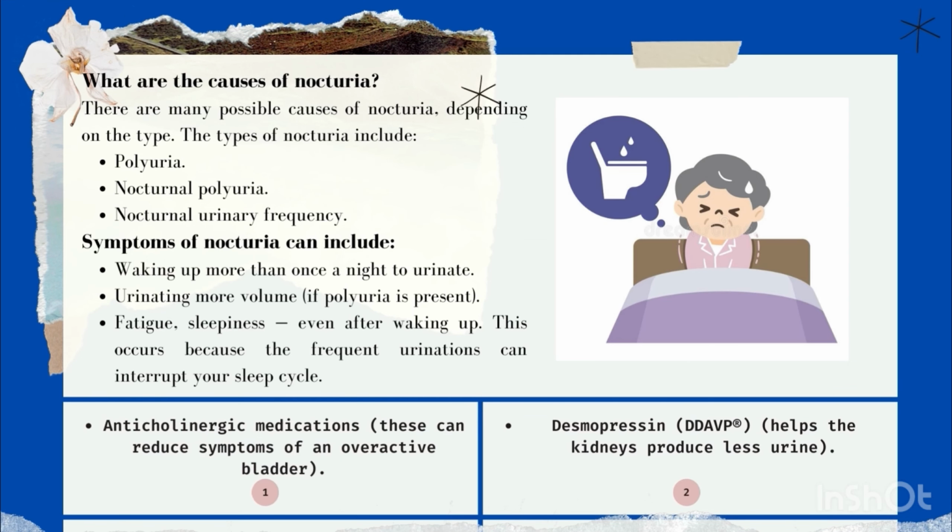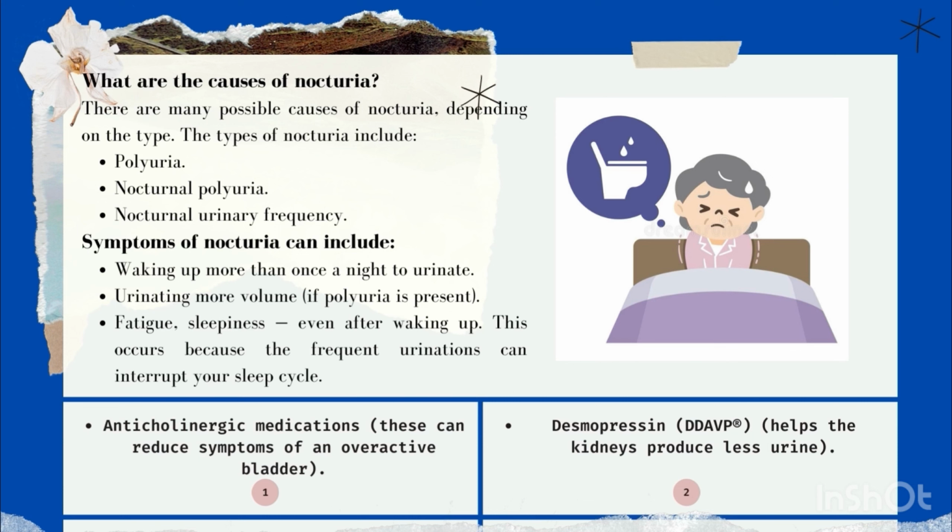What are the causes of nocturia? There are many possible causes of nocturia depending on the type. The types of nocturia include polyuria, nocturnal urinary frequency. And the symptoms of nocturia can include waking up more than once a night to urinate, urinating more volume if polyuria is present, fatigue or sleeplessness, even after waking up. This occurs because the frequent urinations can interrupt your sleep cycle.